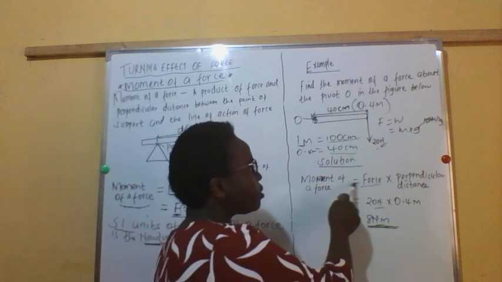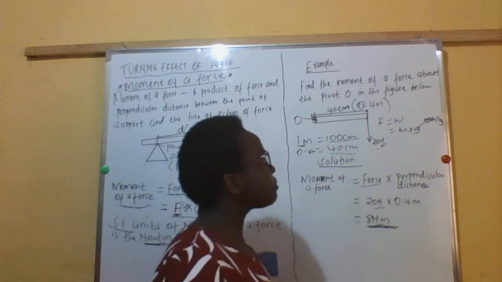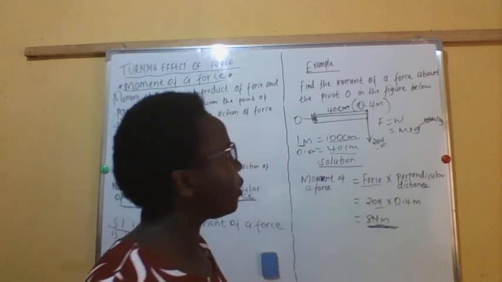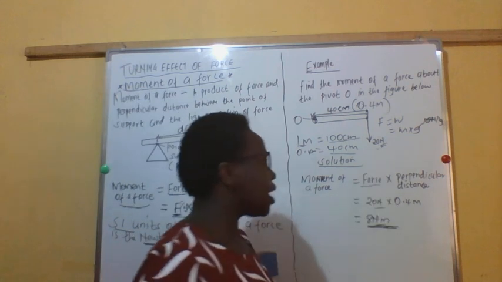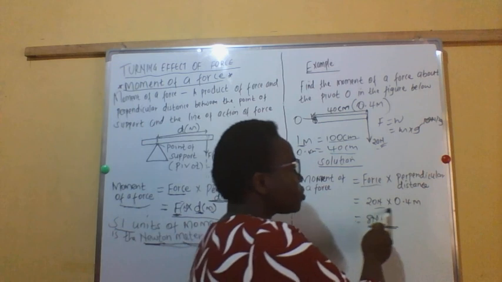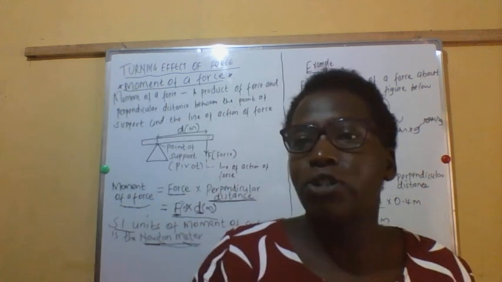And therefore the moment of a force is given as force multiplied by the perpendicular distance, and the perpendicular distance is 0.4 meters now, and the force we have been given is 20 newtons. Therefore we have 20 newtons multiplied by 0.4 meters, which gives us 8 Newton meters.